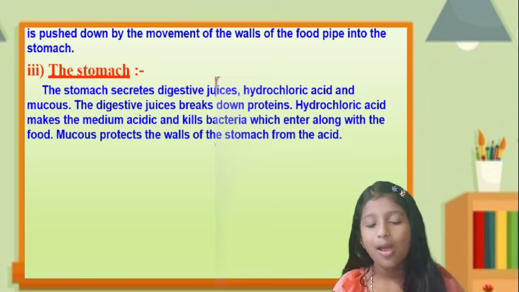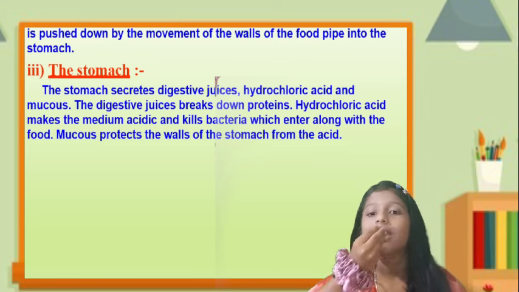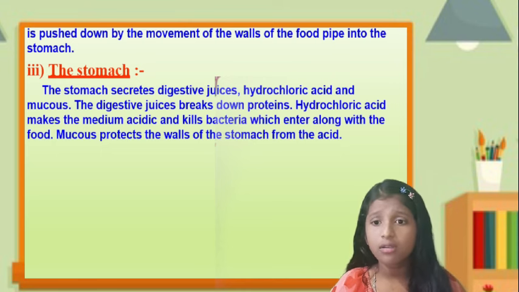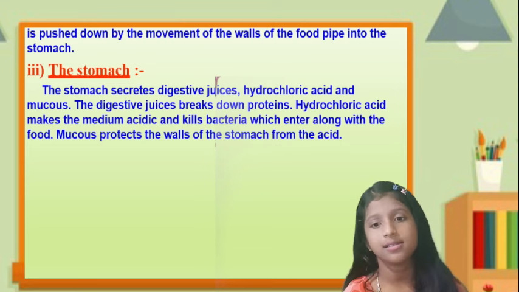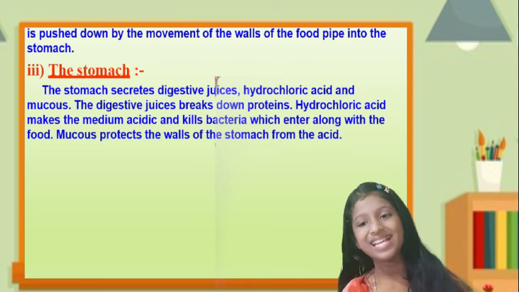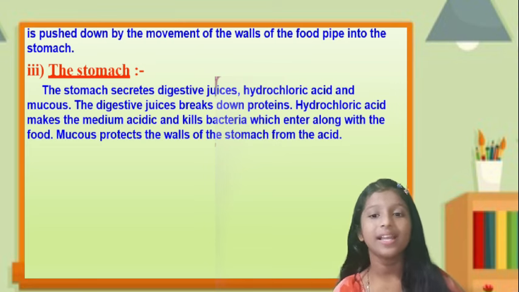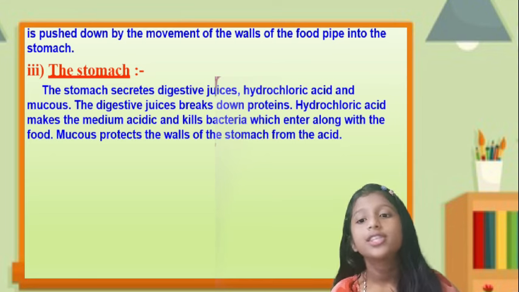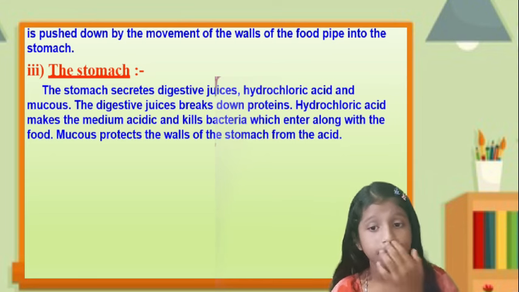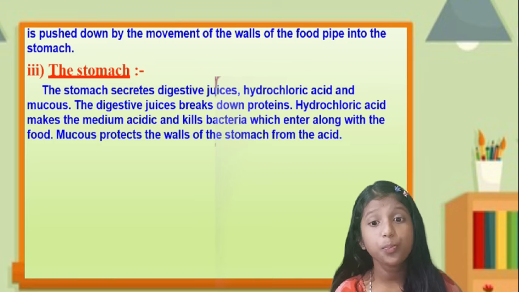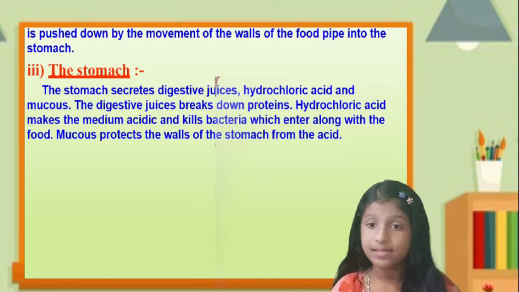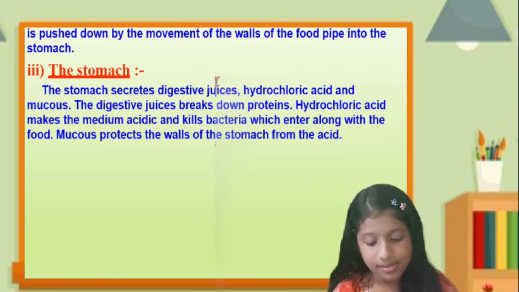Whatever we take, if we do not wash hands, then we eat and something will happen to our stomach. The hydrochloric acid kills that and sends it to the large intestine, and the good substance is sent to the small intestine. Along with the food, mucus protects the wall of the stomach from the acid. I told you, mucus protects it.